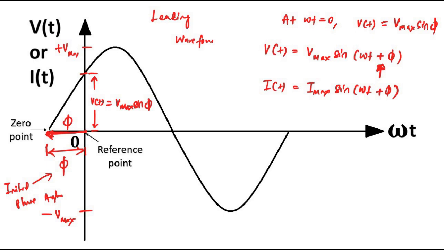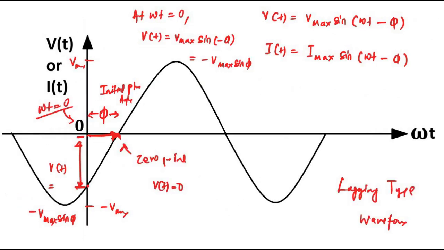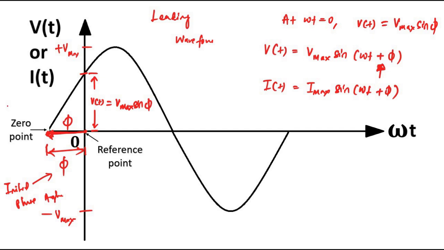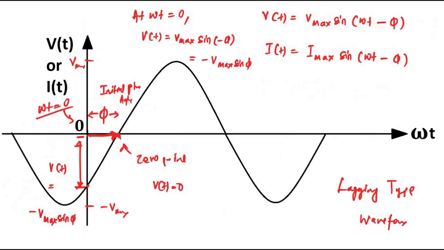But here there is some initial phase angle. It is leading type, which is omega t plus phi, where the 0 point occurs slightly to the left of the origin, and it has some initial positive value, Vmax sin phi, at omega t equals 0. Here the 0 point of the signal occurs to the right of the origin by phi, and it has some initial negative value at omega t equals 0, which is minus Vmax sin phi. Here it is omega t minus phi, here it is omega t plus phi. Omega t plus phi is leading, omega t minus phi is lagging.